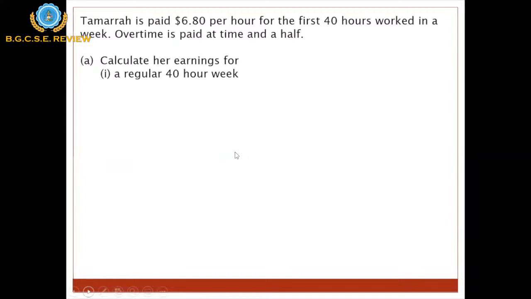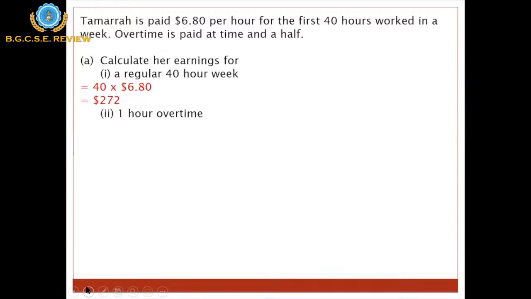Question says, again, Tamara is paid $6.80 per hour for the first 40 hours worked in a week. Overtime is paid at time and a half. Calculate her earnings for part 1, a regular 40-hour week. We're going to do 40 times 6.80, $272. So if you got that, good job. If you didn't, make the corrections.